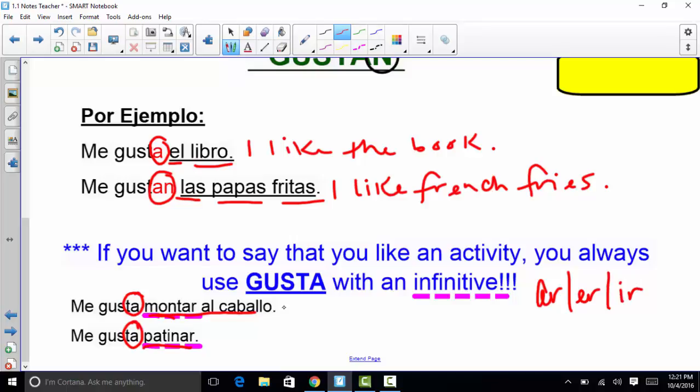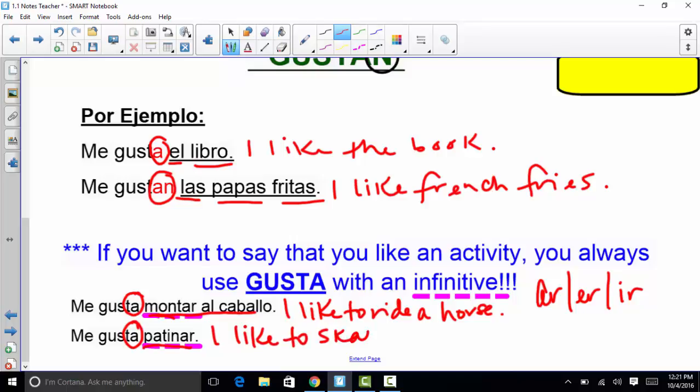So for example, here we have, I like to ride a horse, and I like to skate. So even if you were listing 4 or 5 activities, you would still use gusta rather than gustan. Okay, with infinitive verbs, we use gusta.